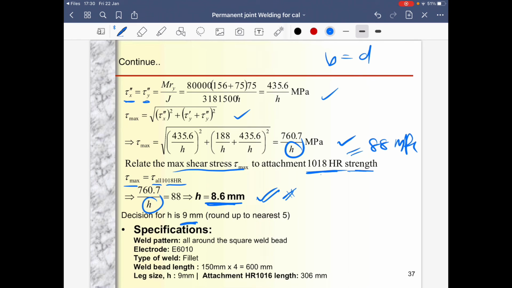From the 9 mm, we get H, and then we can have all the specifications for the weldment, for the welding members. For the weld pattern, you just write down: all around square weld bead. Electrode E6010. Type of weld: fillet. Fillet is always good, especially for an attachment like that. The weld bead length is 150 times 4, because 150, 150, 150, 150, you sum up all of them and get 600 mm. Leg size is 9 mm. Attachment: HR, 306 mm. Knowing all these specifications, you can make a very good analysis of the welding.